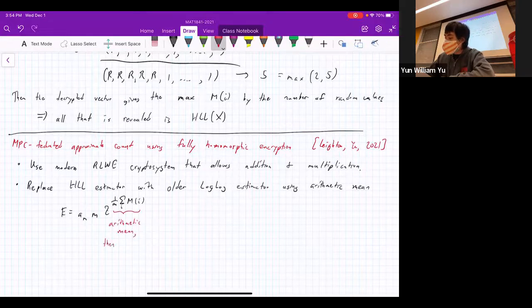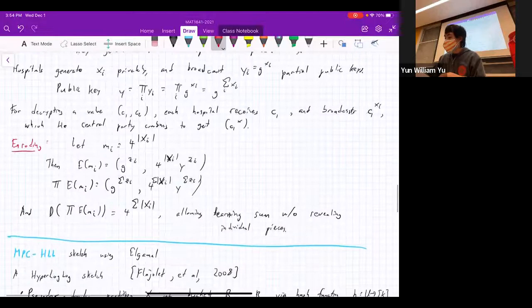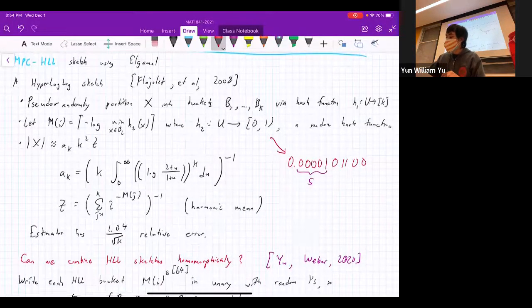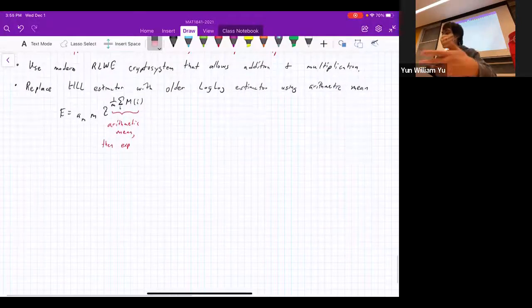And then we take a power. So you take the mean and then the power, as opposed to up here, where you were taking these powers and then the sum. And so the order of operations matters a lot here, because what we can do is take the sum in the crypto system, and then do everything else in plain text, and we're still fine.